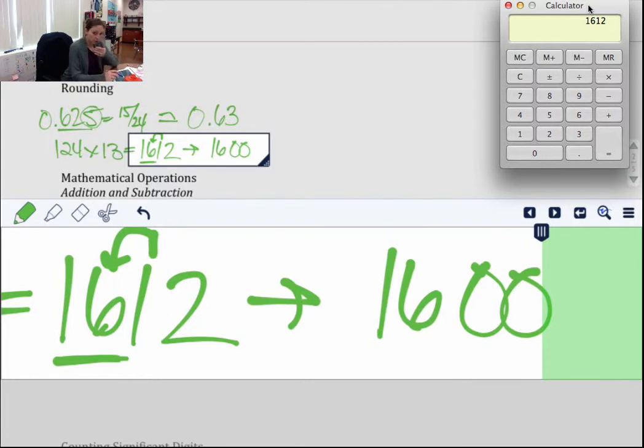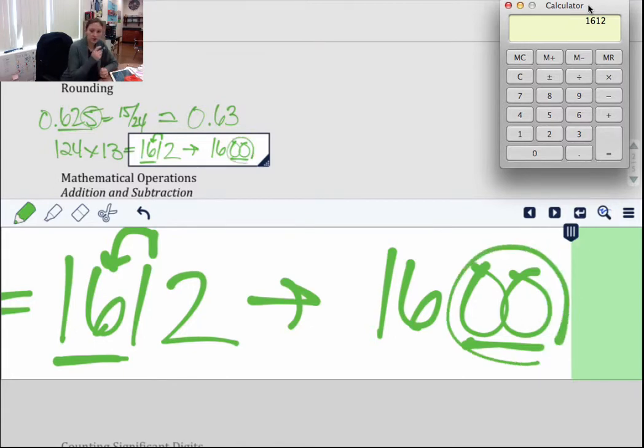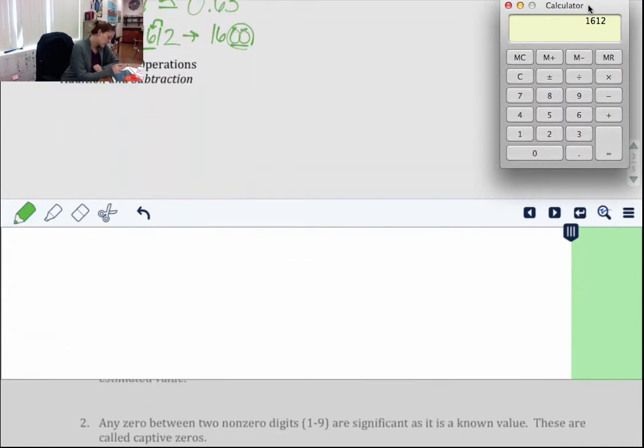You should have looked in your significant zeros why these 2 zeros on the end actually are not significant. Remember, they're what you call placeholder zeros. Which makes sense. That's why these aren't significant, because all we're doing is showing you how big the number actually is. Okay? So let's move on to mathematical operations.